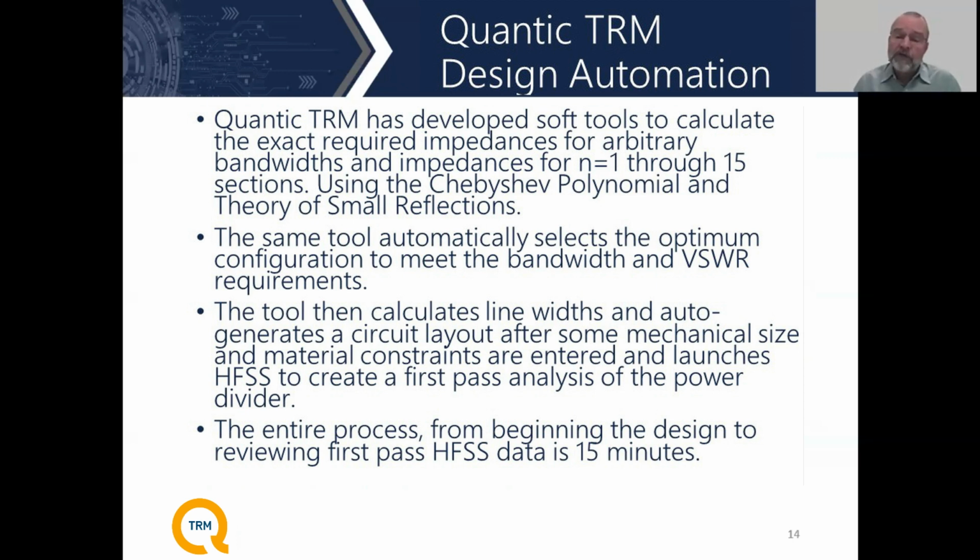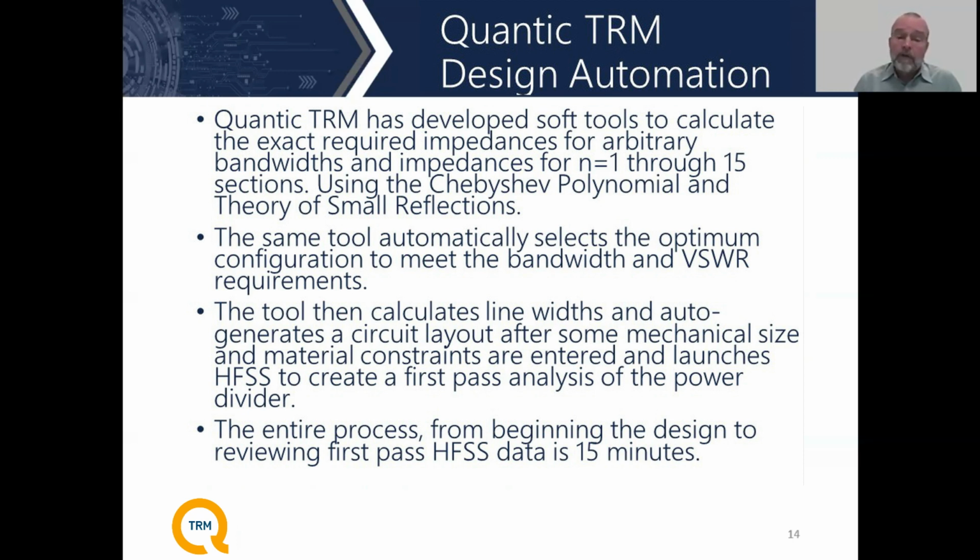What TRM has done is we've actually gone back and derived, using the Chebyshev polynomials and the theory of small reflections, exact solutions for any arbitrary bandwidth and any arbitrary impedance transformation from n equal 1 to n equal 15, which gives us a tremendous toolbox to work with for very, very broad impedances, as well as very different power splits, based on the paper that was written in 1965. So this tool calculates all of those impedance transformers exactly for virtually any configuration that we need.